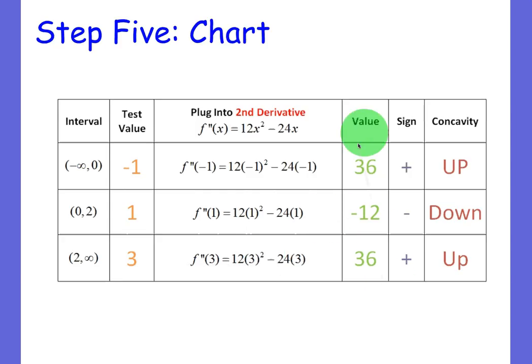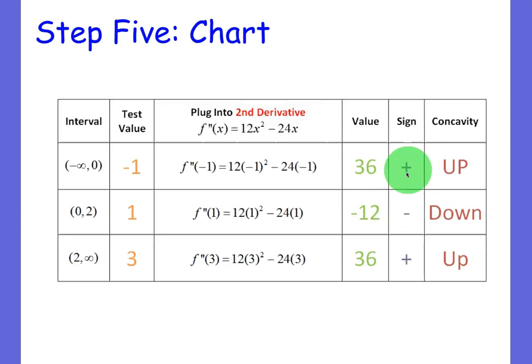Now in our next column, we're going to write out the value we get when we plug those test values in. When we plugged in negative 1, we got 36. When we plugged in 1, we got negative 12, and when we plugged in 3, we got 36. So here's our next column. Again, just like increasing and decreasing, for concavity we're just worried about whether these numbers are positive or negative. This number is positive, so I'm going to put a positive in this column. This one's negative, so I'm going to put a negative, and this one's positive, so I'm going to put a positive.